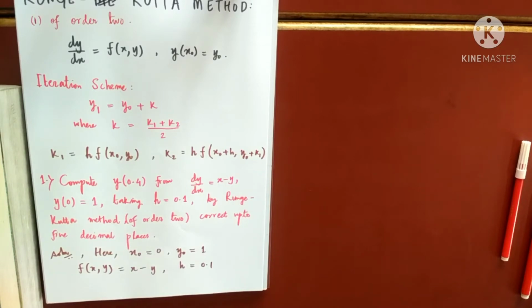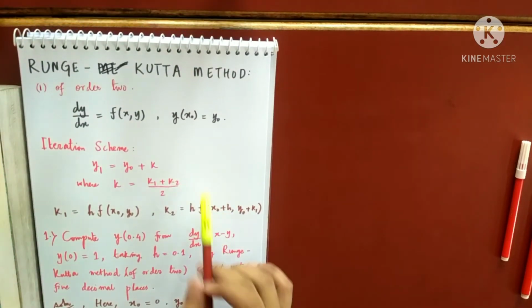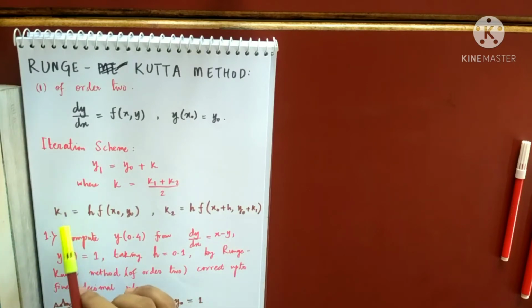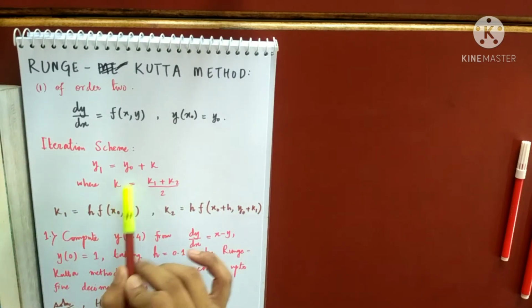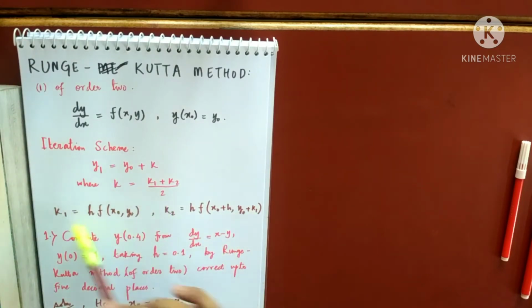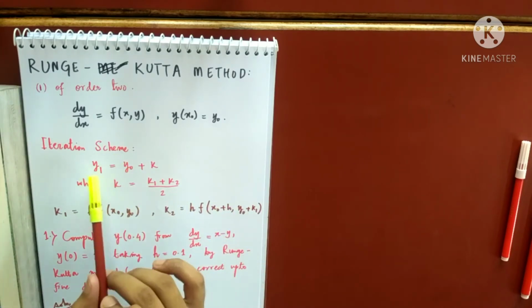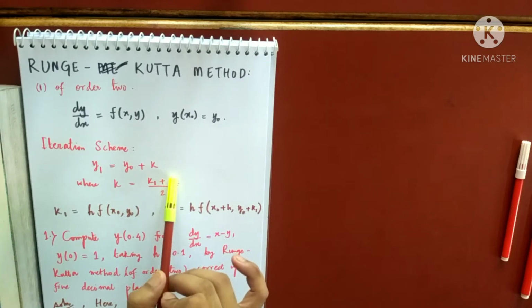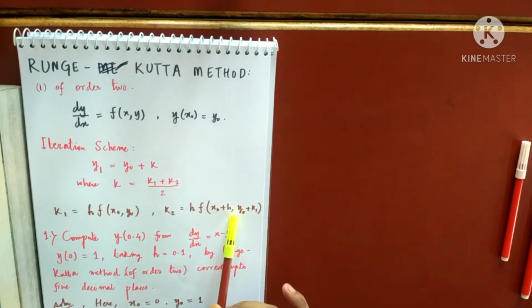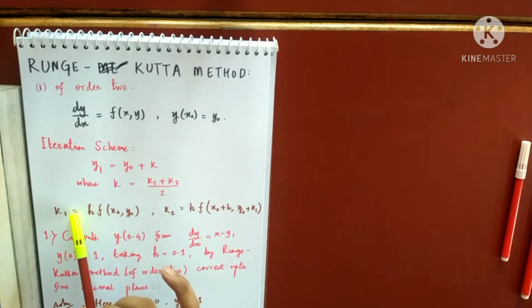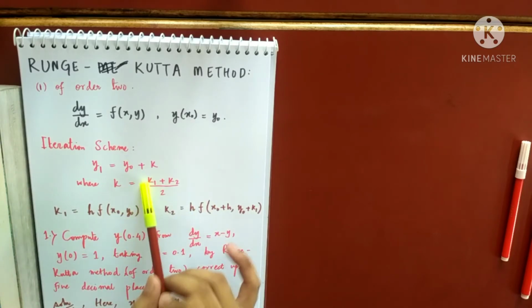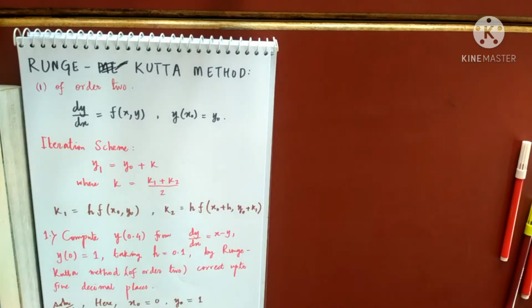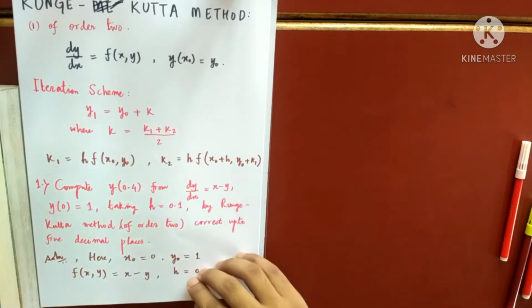For applying it, you first have to determine k1, k2, then k, and then you will get the value of y1. You have to go in a backward manner, because y1 depends upon k, and k depends upon k1 and k2. So your first task is to find k1 and k2, and with the help of k1 and k2 find k, and with this k you find y1. So let's do it.